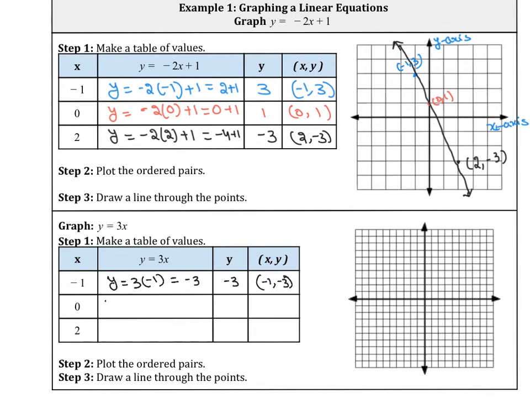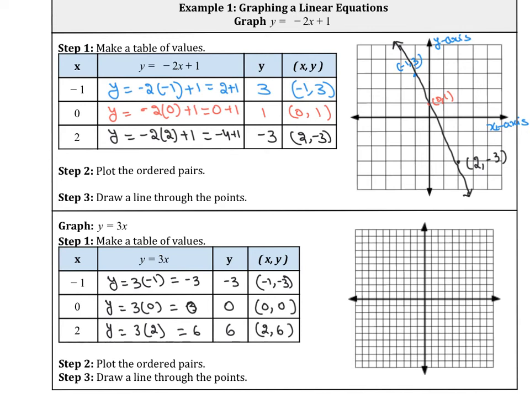Next point is when you use x equals 0. So 3 times 0 equals 0. So the next point is 0 comma 0. Our next point is when you choose x equals 2. So 3 times 2 equals 6. So y value is 6 and your point came out as 2 comma 6.